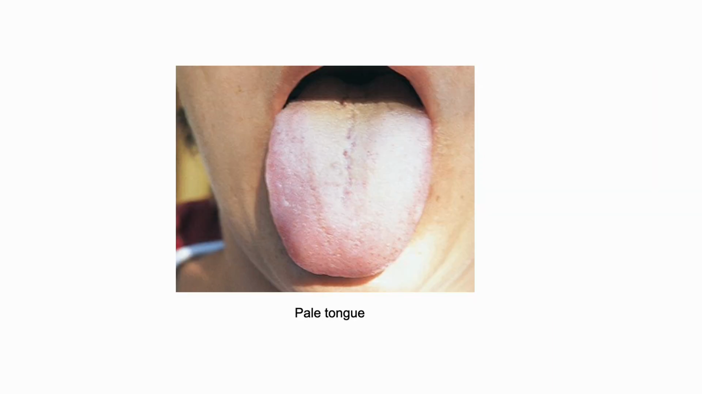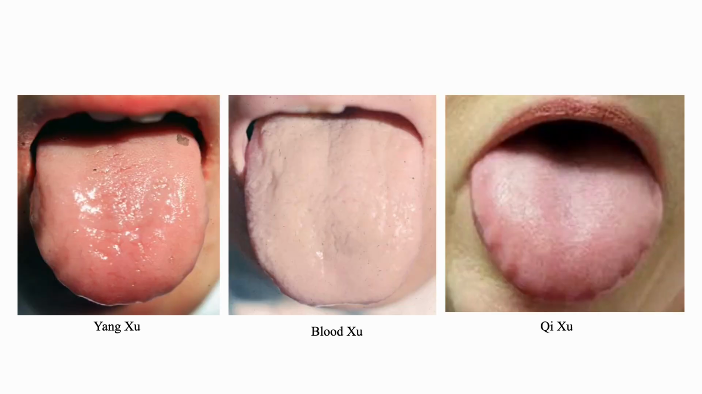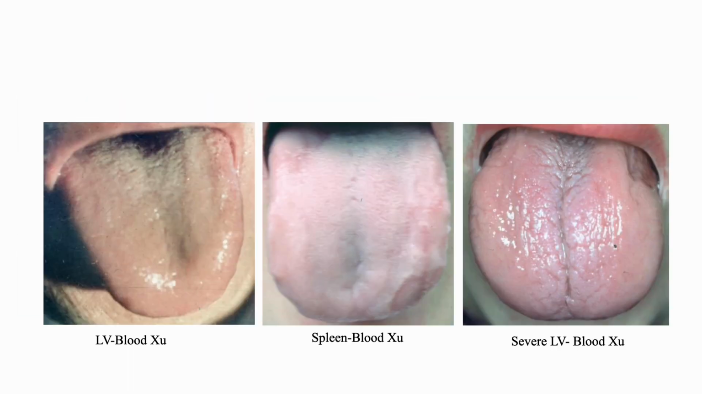The pale tongue indicates either yang deficiency or blood deficiency. In yang deficiency, it will tend to be slightly wet, whereas in blood deficiency, it will tend to be slightly dry. The latter is much more common in women. If it is only slightly pale, this may also indicate Qi deficiency. The tongue is often pale only on the sides. If the pallor is all along the sides, this indicates liver blood deficiency. If it is only in the central section, it indicates spleen blood deficiency. In severe cases of liver blood deficiency, the sides may also become orangey.